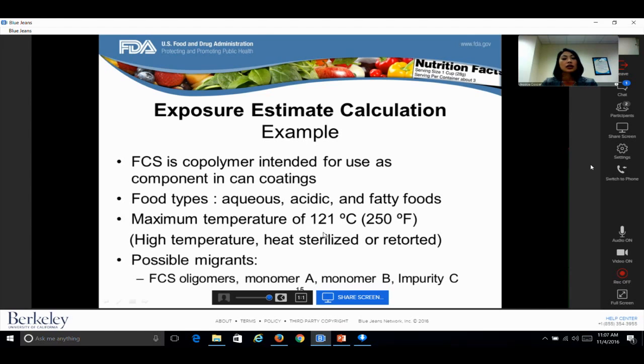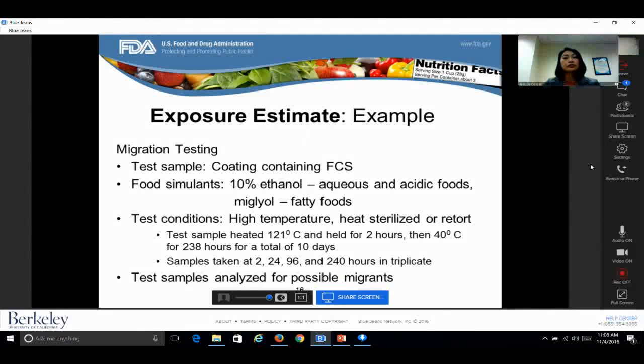Then with all the chemistry information, again, they would have to give the identity, the manufacturing information, and impurities. And with the impurities, they're listing the possible migrants, which would be, in this case, oligomers, monomer A, monomer B, and an impurity C. And a lot of times we'll see a larger list, but this is just to give you an example of the different migrants we will be looking at.